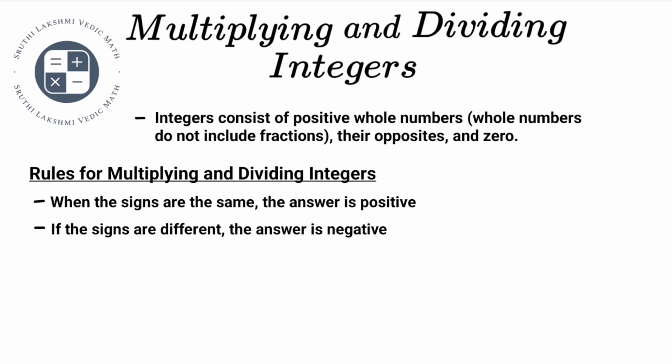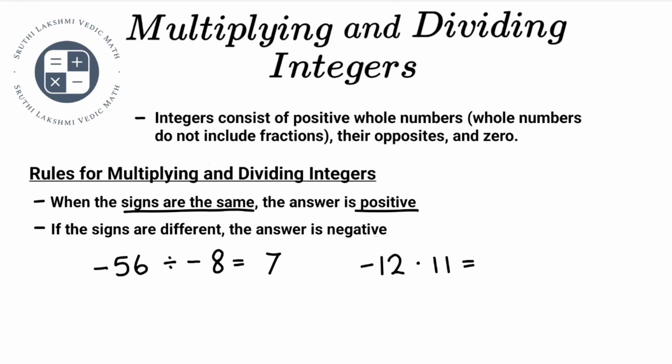Now let's look at a few examples of how these rules apply. Let's look at this problem. Negative 56 divided by negative 8. Now here the signs are the same, negative. So the answer will be positive. Now let's divide them like we would normally do. 56 divided by 8 is 7, and since both the signs are the same, the answer is 7.